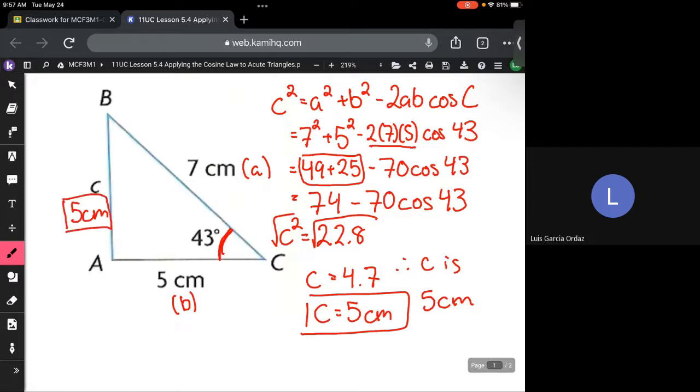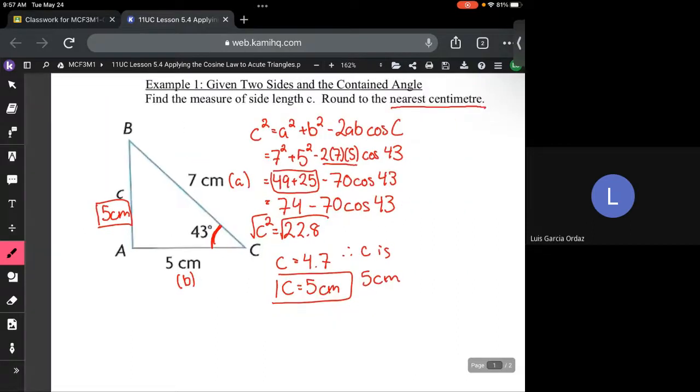So C is 5 centimeters. Because in our original formula, it's C squared on the left side. And what we got on the right side, we didn't square root yet. So in order to get rid of the squared from the left side, you need to square root both sides.